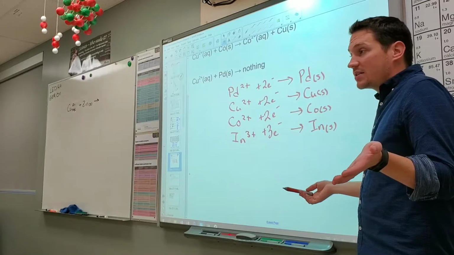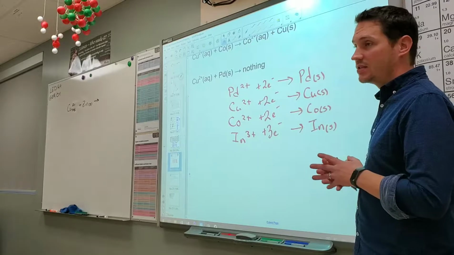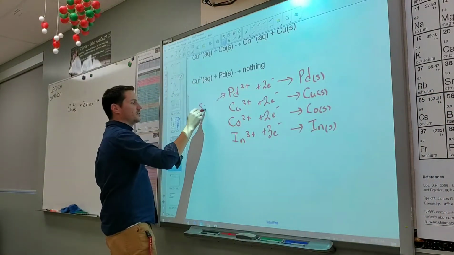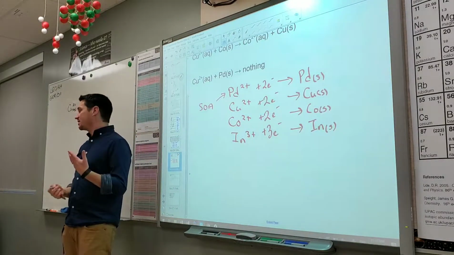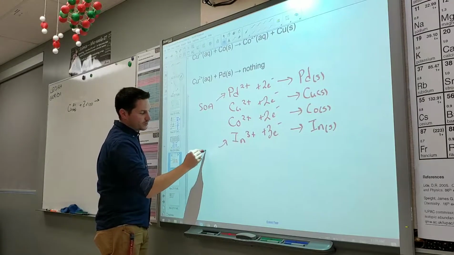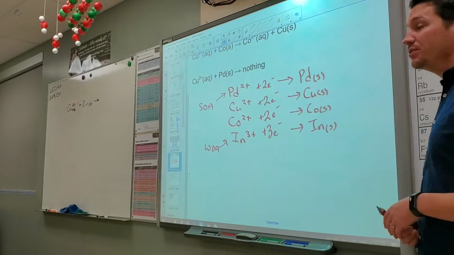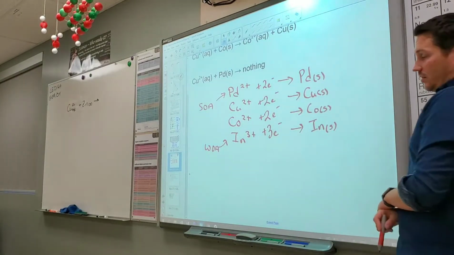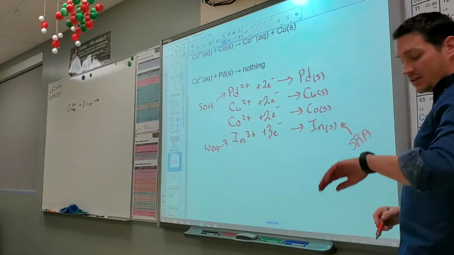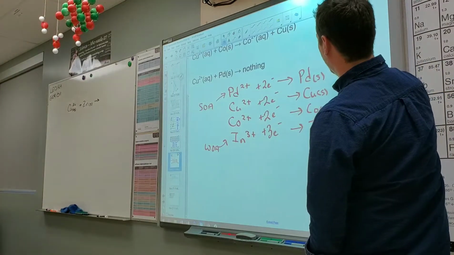Where do you see the strongest oxidizing agent? Top left. So what's the strongest oxidizing agent here? Palladium 2+. This is my strongest oxidizing agent. What's my weakest oxidizing agent in here? The indium. What's the strongest reducing agent in here? The indium metal. And what's the weakest reducing agent in here? The palladium metal.